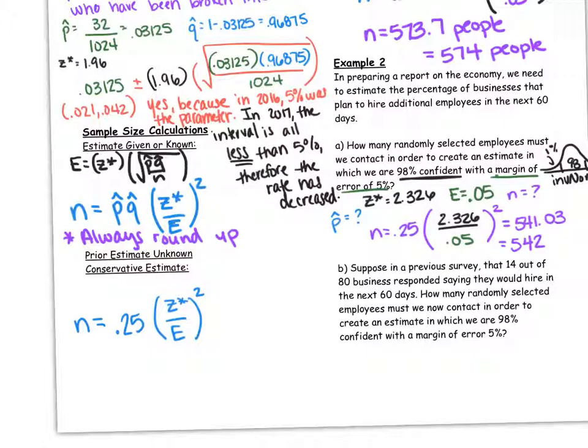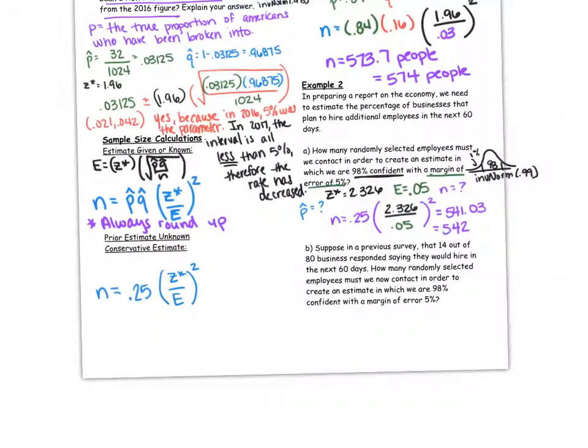But look at part B. Here's what we call it conservative. What if I do know p hat? Suppose in a previous survey that 14 out of 80 businesses responded saying they would hire them in the next 60 days. How many randomly selected employees must we now contact in order to create an estimate in which we are 95% confident with a margin of error of 5%?